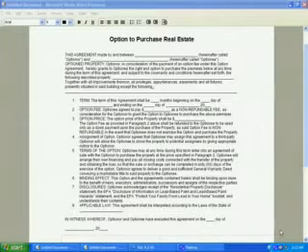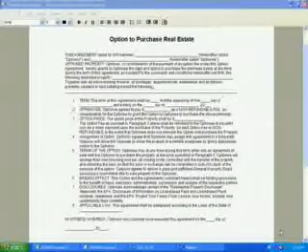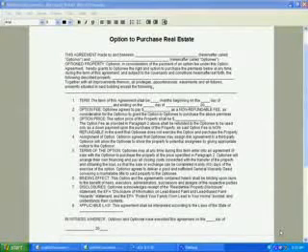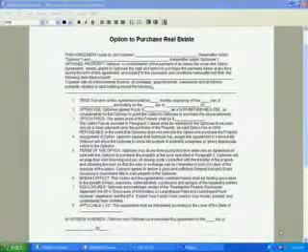I am going to go over how I use an option to purchase real estate agreement here in Texas and how I teach my students around the country to use the same option to purchase real estate agreement. First, let me say to you that I am not an attorney, so I'm not giving you advice on how to use a contract or how to fill a contract out. I'm just letting you know how it is that I use it and how my students use it around the country. So with that being said, let's get started.